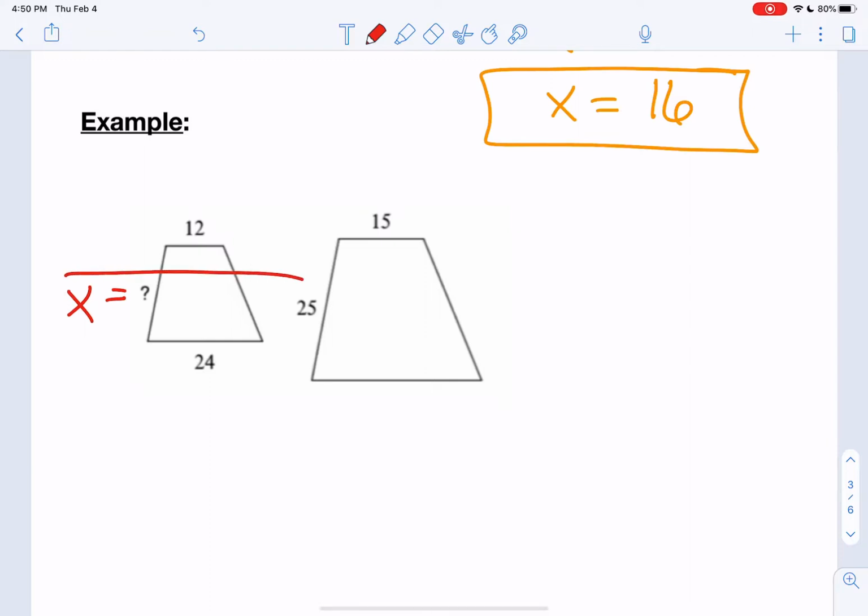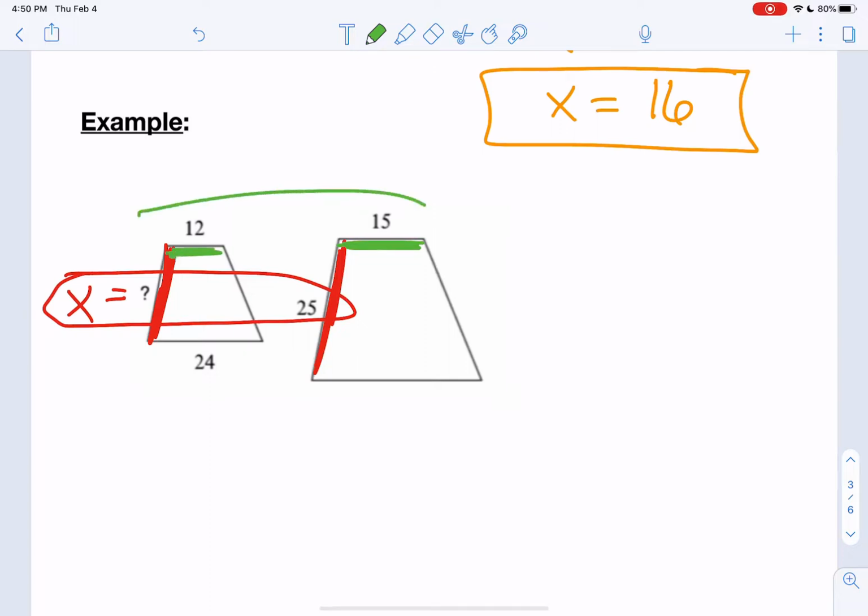I'm going to pick, this is going to be the red side, the two left-hand sides of the images. They're going to go together for our ratio. And then I'm going to pick the two top parts. They go together, and that's going to make our second ratio. So there are the two numbers for each ratio that we're going to use to cross multiply and solve.